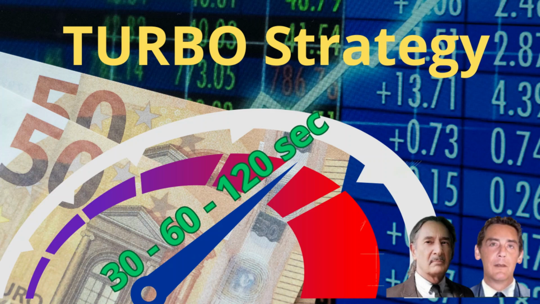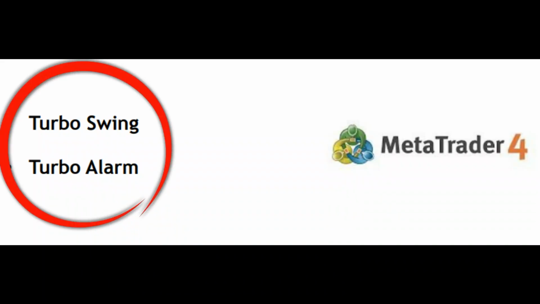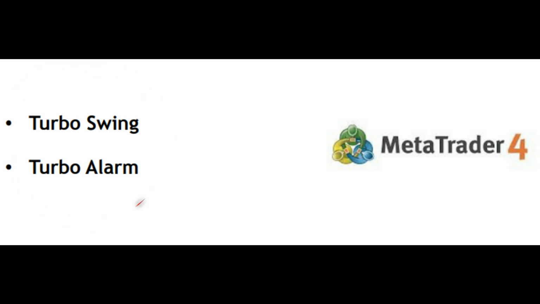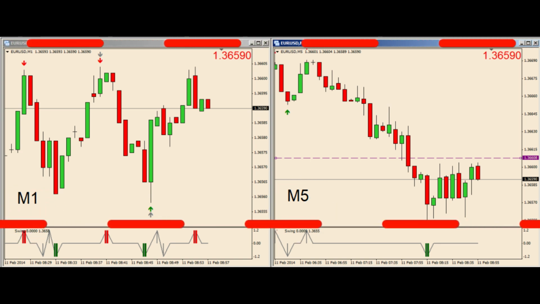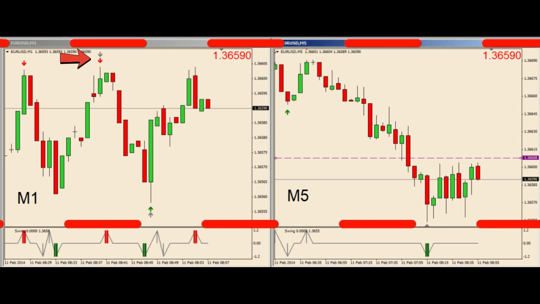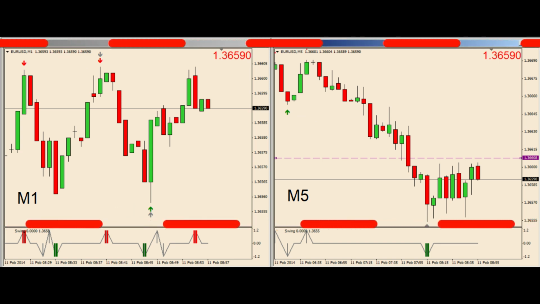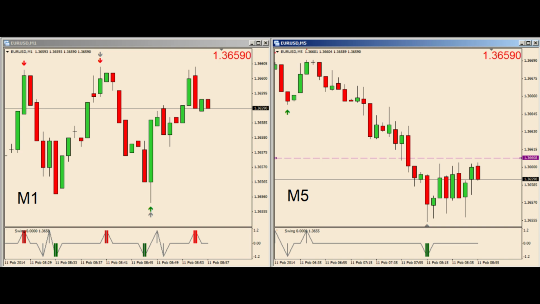The strategy is designed for very short deadlines, 30, 60, 120 seconds. It involves the use of two indicators for MetaTrader 4, Turbo Swing and Turbo Alarm. We position two MetaTrader windows on the same monitor, M1 on the left, M5 on the right. The desktop screen is divided into two parts, the upper part reserved for the charts and the alarm indicator, the lower part dedicated to the turbo swing indicator.